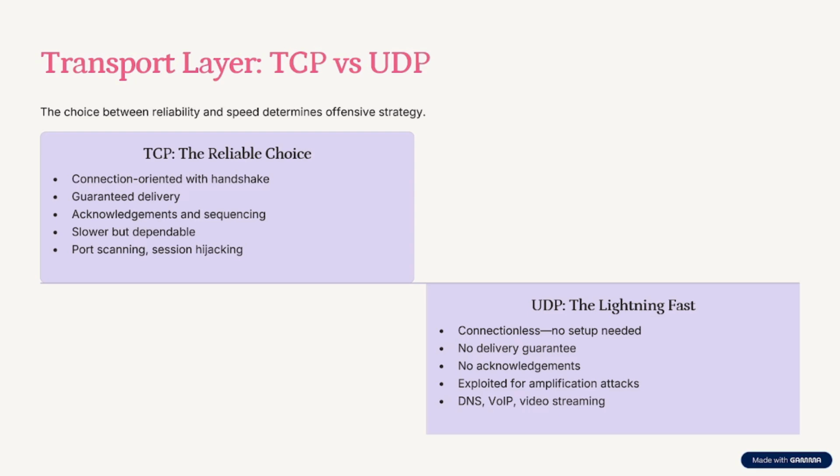Now let us understand UDP, the User Datagram Protocol. UDP is connectionless, stateless, faster than TCP, with no delivery guarantees. It does not perform handshakes, acknowledgements, or retransmission. Because of its stateless nature, UDP is heavily used in DNS, VoIP (Voice over Internet Protocol), and streaming services. Security implications include DNS amplification attacks, UDP reflection attacks, and DDoS leveraging spoofed source IP addresses. UDP's lack of verification makes it ideal for high-volume amplification attacks.